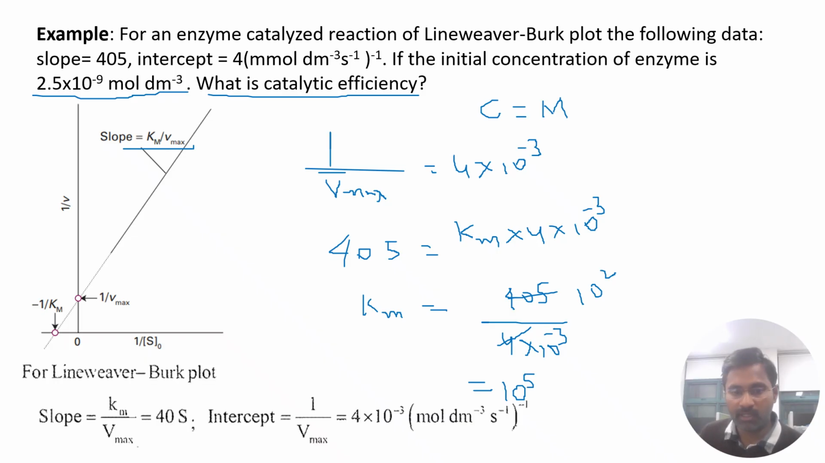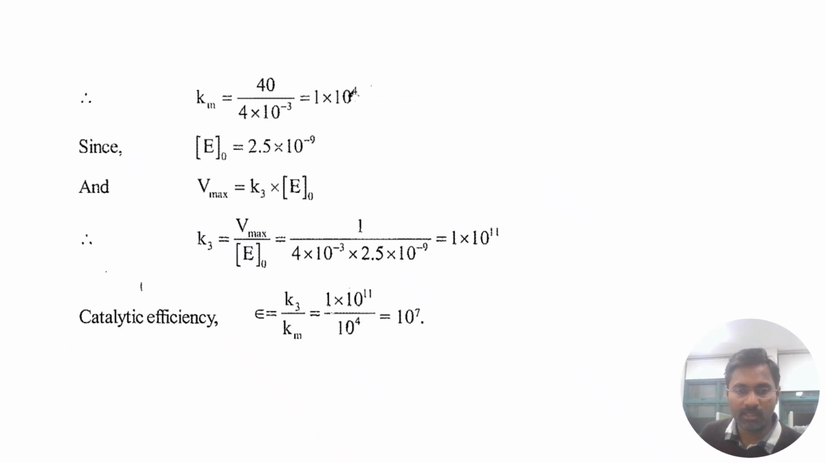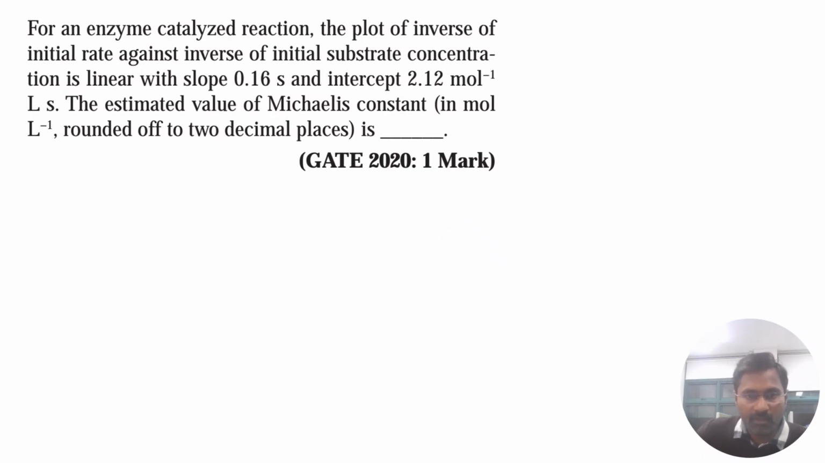So if you further do this calculation, you will get the K3 value as 10 power 11, and the catalytic efficiency, K3 by Km, you will get as 10 power 7. So with that, these are the different kinds of equations that will help you to understand the enzyme catalysis. And now let us try to go for another problem.